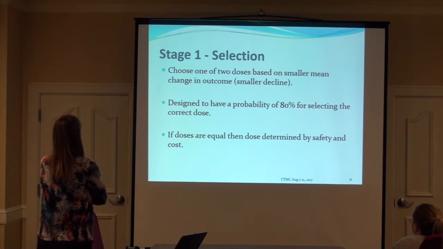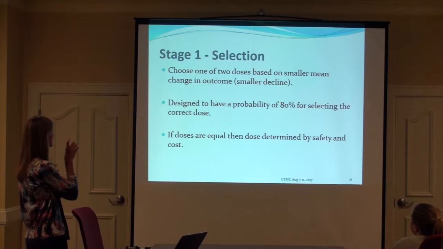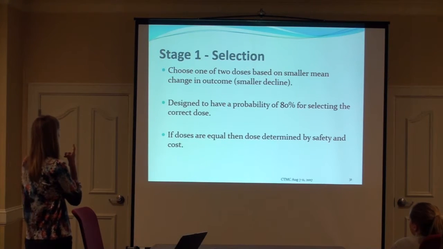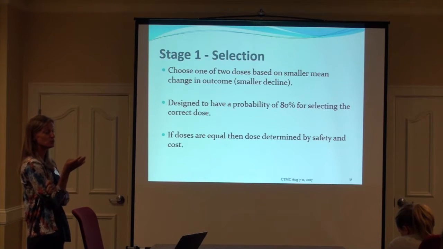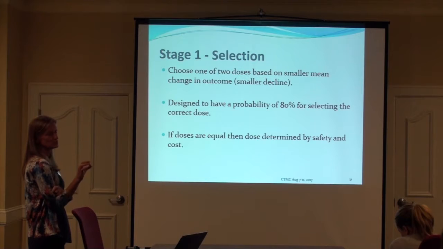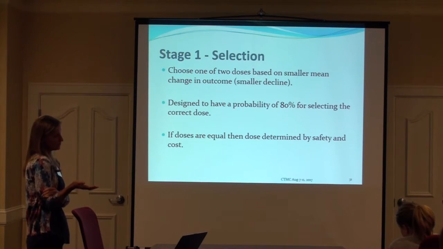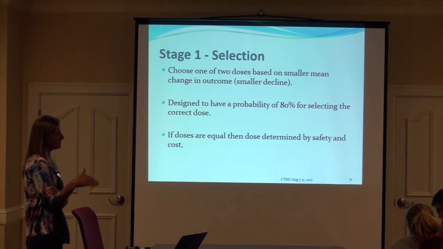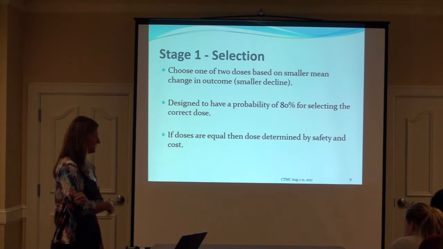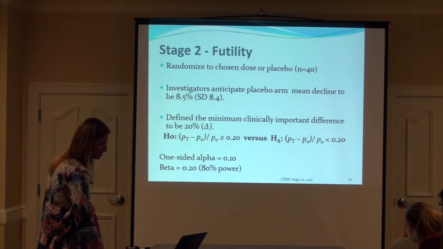So they designed the study for stage 1 to have a probability of 80% of selecting the correct dose between the two. They put a rule in there that if the doses looked like they were actually equal, then the choice would be determined by safety and cost. I think that's good. You never know how the doses are going to end up, so it's good to think about this beforehand and pre-specify as much as possible, okay? So that was their stage 1 decisions.